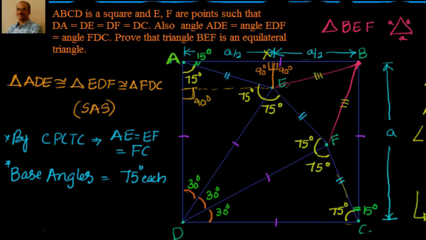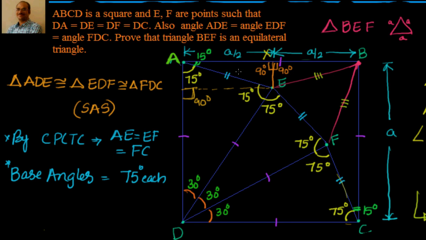Now somehow I have to prove that BE is nothing but equal to EF, or otherwise AE is equal to FC, because all of them are equal. AE equal to EF equal to FC. Okay, right. Now here I did a small construction. What I did is, I have dropped a perpendicular from point E onto AB.